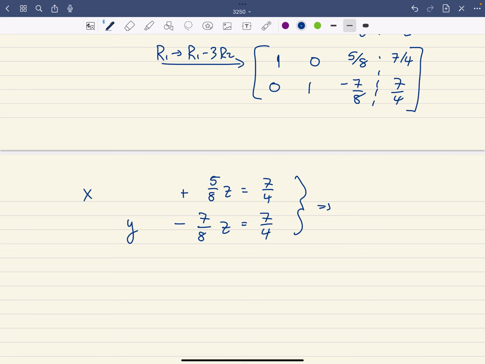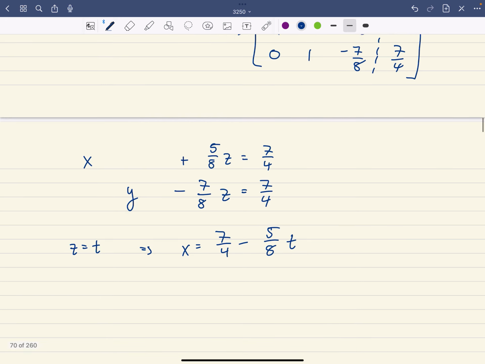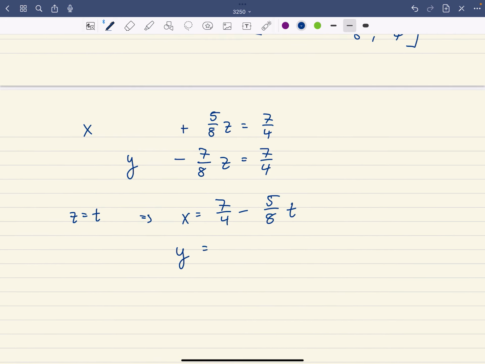So we're going to end up with, actually, let's wait. Maybe we don't need to do that. We might need to do that at the end, but let's see how it goes. Let z be t, and then we know that x is going to be 7/4 minus 5/8 times t, and we know that y is going to be 7/4 plus 7/8 times t. And now we need to think about what are values of x, y, and z that are all integers, so that these all work.